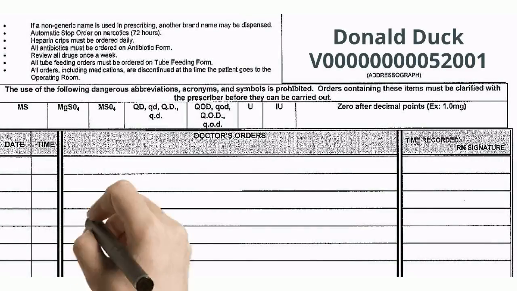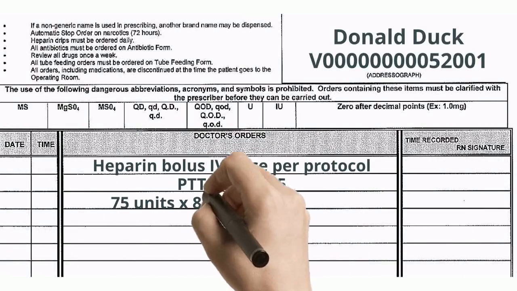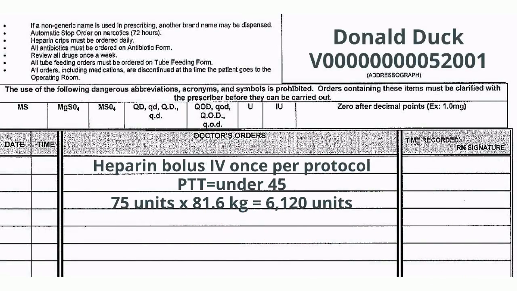If you have to give a heparin bolus per your protocol, you'll need to send an order form to pharmacy specifying the PTT result and how many units you will need. Remember, there is no max on the bolus after your initial dose.